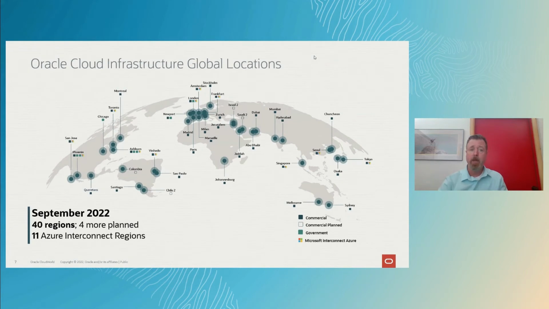First, it's important to understand there's a bunch of different locations out there, right? So we're adding locations all the time. We have a very, very large global footprint. We're talking 40 regions right now, and we have 4 more planned on the horizon.